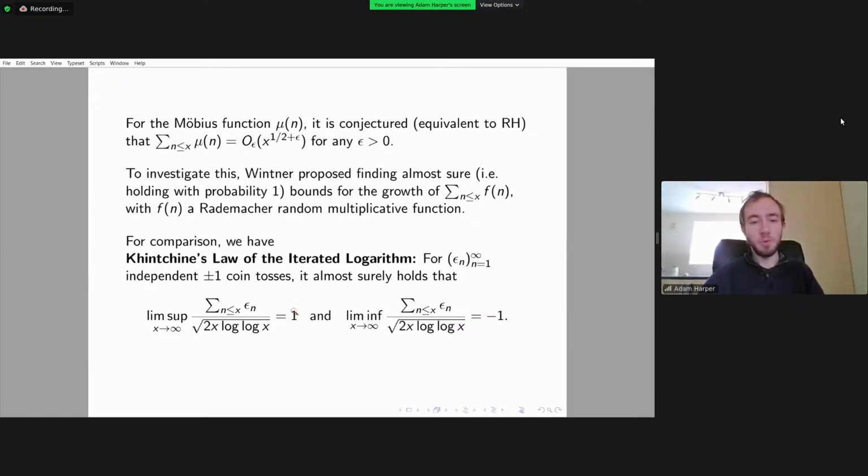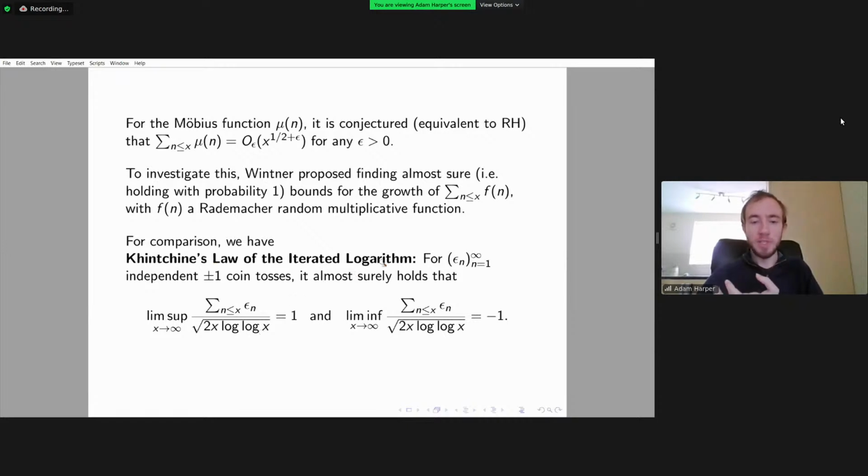Something to note here is that if you just fix an x and look at the behavior of this partial sum, well, this is a sum of a lot of independent random variables. So by the central limit theorem, this should behave like a Gaussian with mean 0, because they all have mean 0, and variance about x. And the Gaussian random variable with mean 0 and variance x usually has size like square root x, like its standard deviation. And here we're renormalizing by something which is bigger than that, something like root x log x.